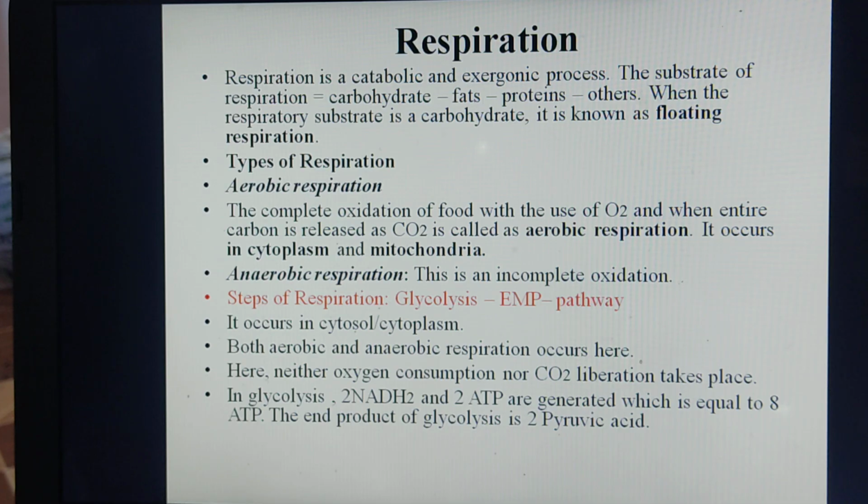Steps of respiration: glycolysis, EMP pathway, it occurs in cytosol, cytoplasm. Both aerobic and anaerobic respiration occurs here. Here neither oxygen consumption nor CO2 liberation takes place. In glycolysis, 2 NADH2 and 2 ATP are generated, which is equal to 8 ATP. The end product of glycolysis is 2 pyruvic acid.